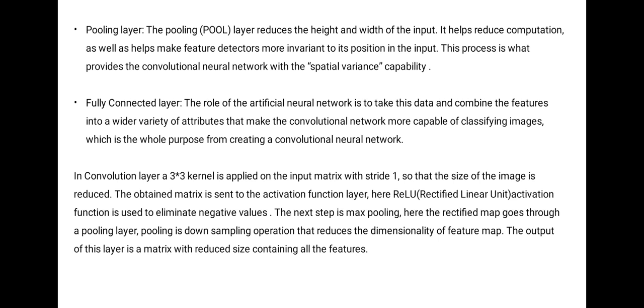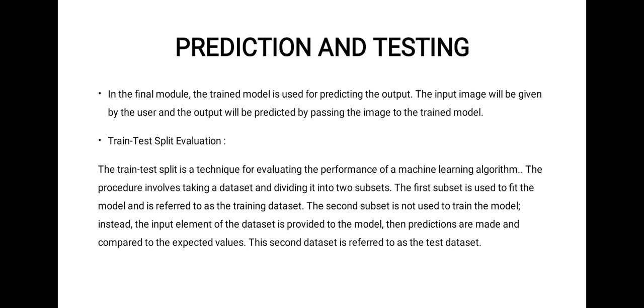Here, a ReLU activation function is used to eliminate the negative values. The next step is max pooling. Here, the rectified maps go through a pooling layer. Pooling is a downscaling operation that reduces the dimensionality of the feature map. The output of this layer is a matrix with reduced size containing all the features.